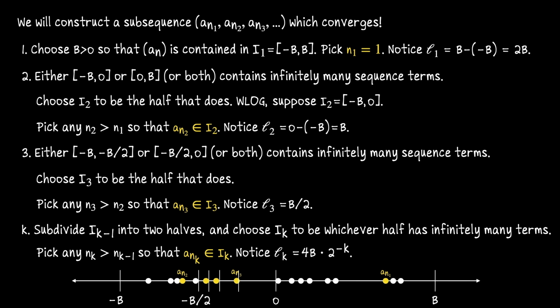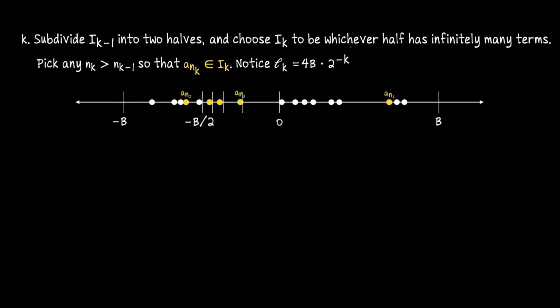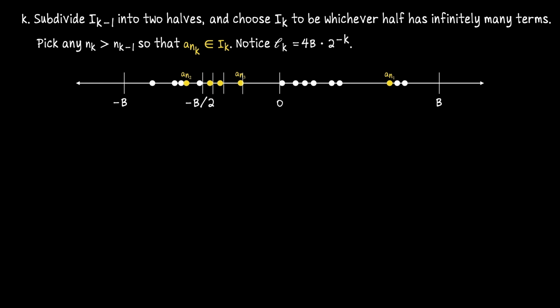Okay, so this is the algorithm for how we build up this subsequence. We keep chopping it in half, zooming in, picking a new subsequence term so that we're building up a proper subsequence, chop in half, zoom in, pick a new term, etc. Now we've got our subsequence. We just have to prove that it really is Cauchy, and based on the picture, you can probably believe it's going to work out because our sequence terms are coming from a smaller and smaller interval.